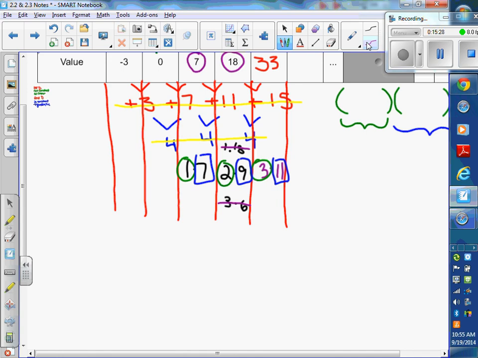Okay, so watch. I'm just going to go back to last night's homework. What's the constant difference from 1 to 2 and 2 to 3? Plus 1. So guess what? One n goes right here.